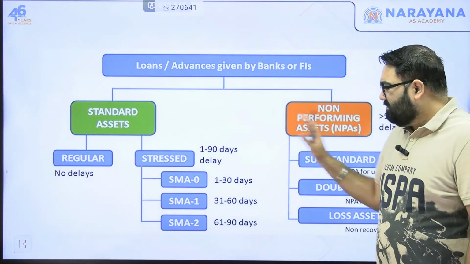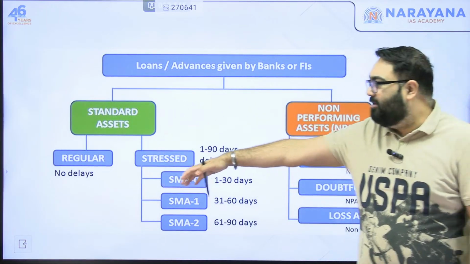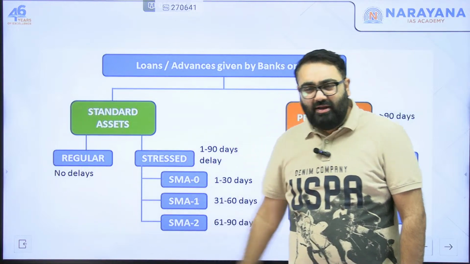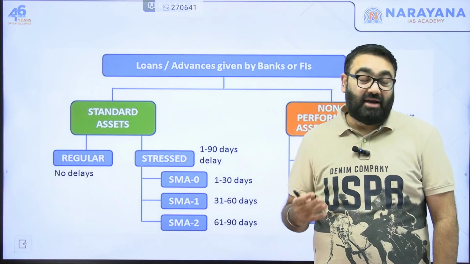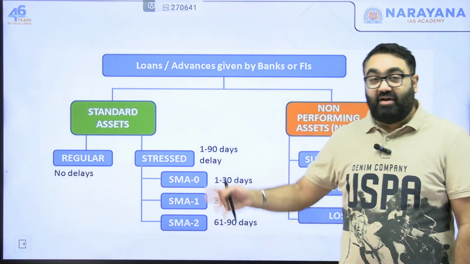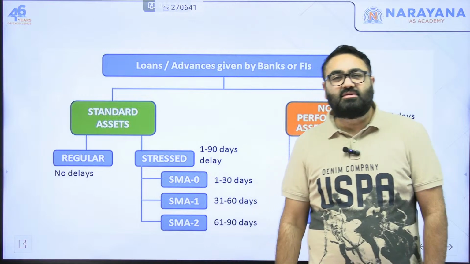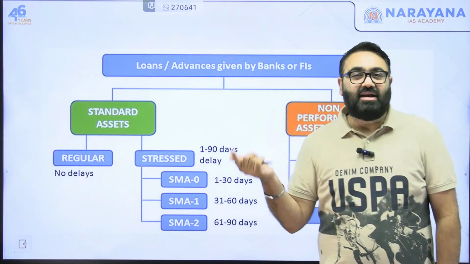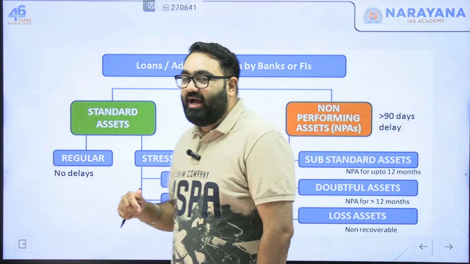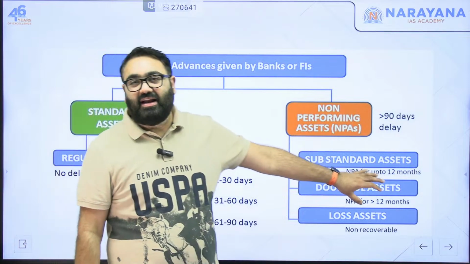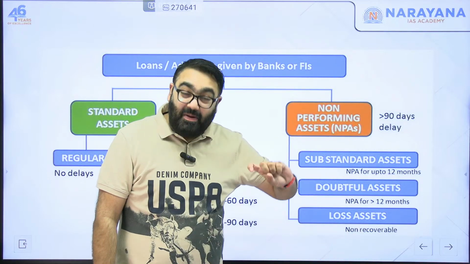This is how the assets of the bank are classified. So there are standard assets. The first one is the one which has no delay at all. That's a regular kind of loan. A regular loan of the bank means there is no delay at all. The loan is being repaid as and when it is due. When it is not paid back on time, it becomes a stressed asset. And a stressed asset, as we discussed, is of types SMA 0, SMA 1, SMA 2, depending upon how much time the amount is due. On the other hand, when it becomes an NPA, that is when the delay is over 90 days, this is where the situation becomes bad for the bank. NPA again is of different types.